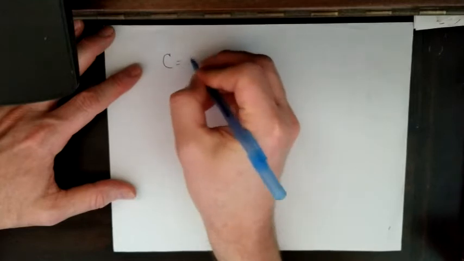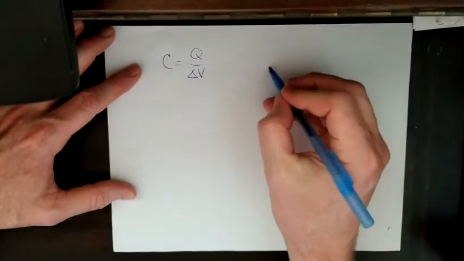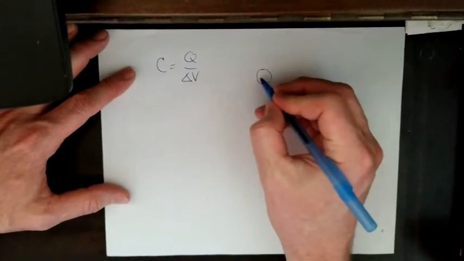Let's take a look at finding the capacitance for something that's not a parallel plate capacitor. I know that the capacitance is the charge over delta V. That does not change. And so this particular instance we're going to deal with here is the spherical capacitor.